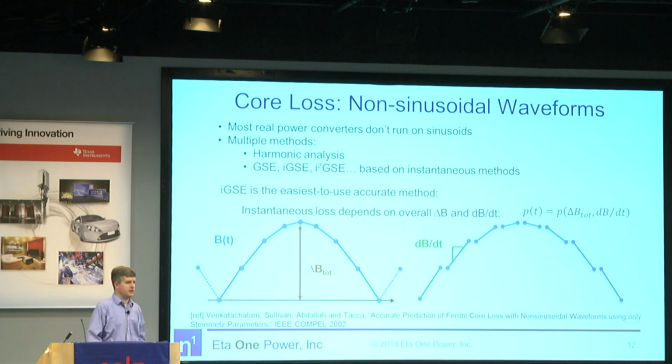Then non-sinusoidal waveforms. Most converters don't use sinusoidal waveforms, and with a non-sinusoidal waveform, whether it's a square wave or a triangle wave, you get additional losses. There's a number of ways of calculating that. I'm actually not going to talk about it too much here. But basically, you can use a method called IGSE, developed by Dr. Sullivan at Dartmouth. That accurately predicts the core loss based on a non-sinusoidal waveform from a real power converter, and that's what our software uses.